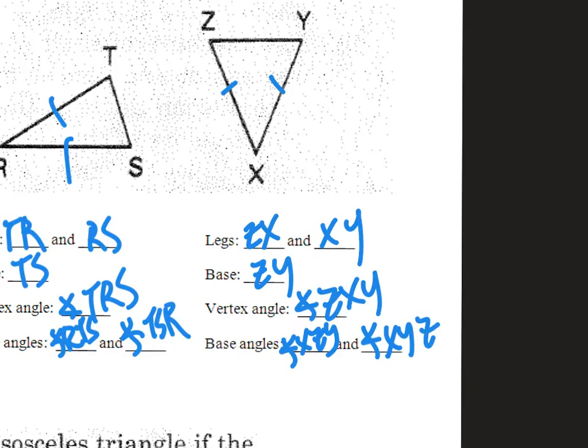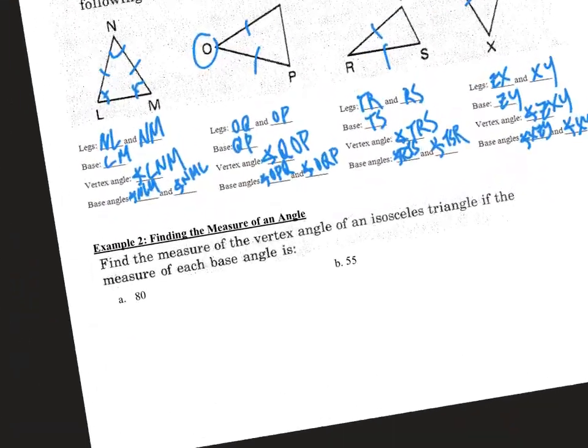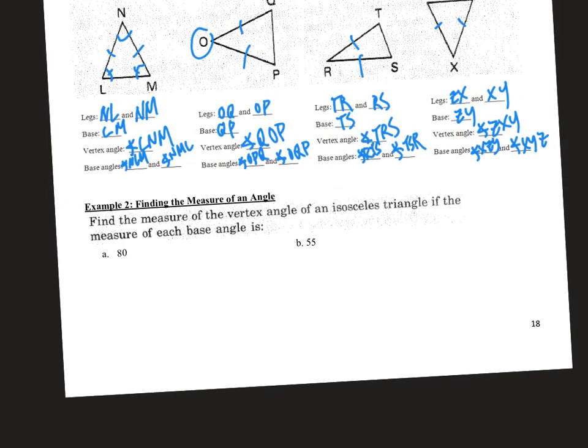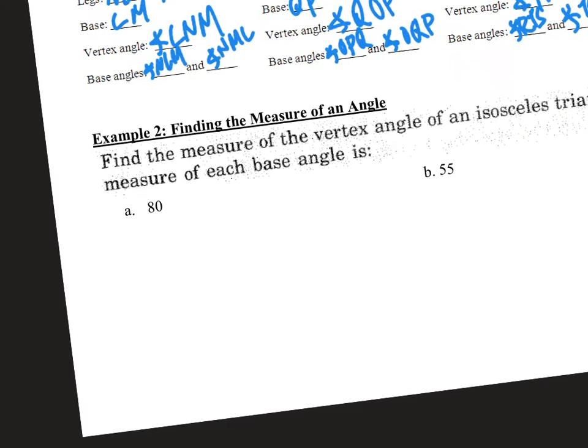Great. Let's move on. Let's try out an example. We want to find the measure of the vertex angle of an isosceles triangle if the measure of each base angle is 80 degrees. When I read an instruction like this, I usually get a little bit tripped up, so what helps me is just to draw an isosceles triangle. It looks like a triangle, but with two congruent sides, and these are my base angles.